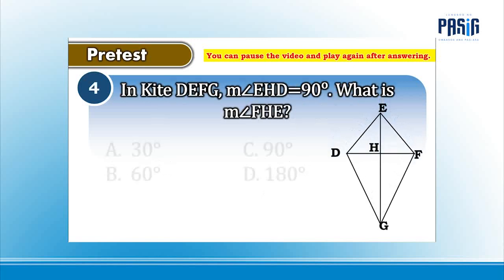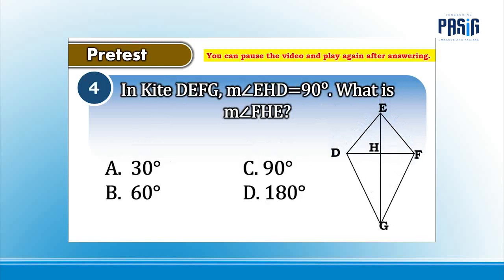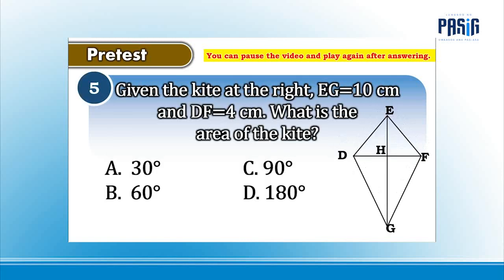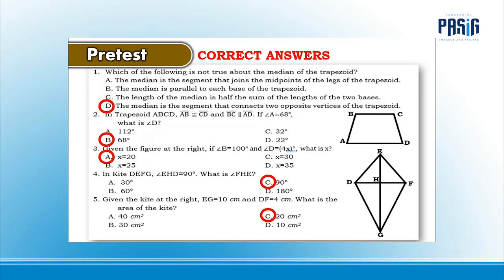Question number 4. In kite DEFG, the measure of angle EHD is 90 degrees. What is the measure of angle FHE? And question number 5. Given the kite at the right, EG is equal to 10 centimeters and BF is equal to 4 centimeters. What is the area of the kite? These are the correct answers for the pretest.